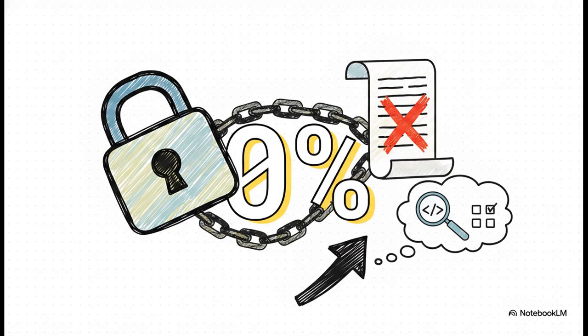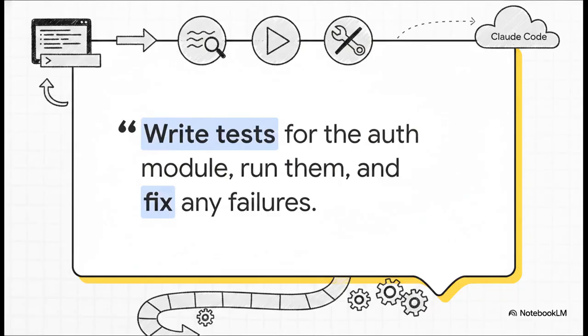Okay, let's look at a real-world scenario. Imagine your release is completely blocked. You've got an auth module, and sitting right next to test coverage is a big, glaring 0. Code review flagged it, you can't ship, you are totally stuck. You need comprehensive tests, and you need them right now. So, how do we fix this?